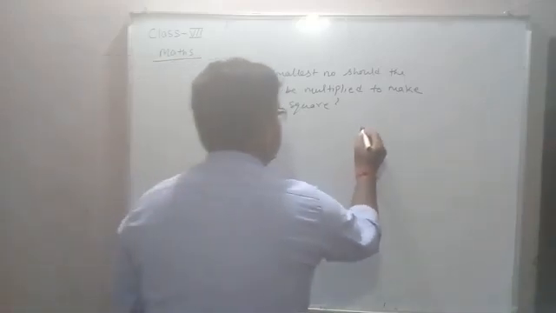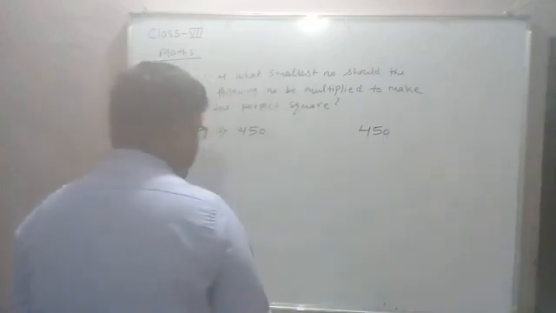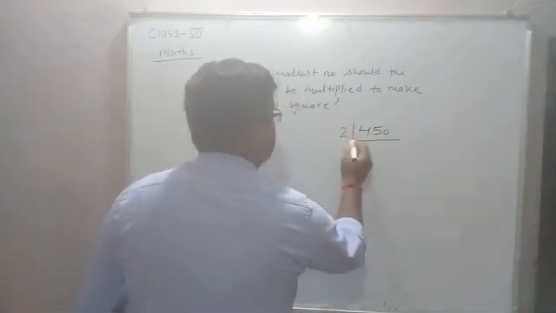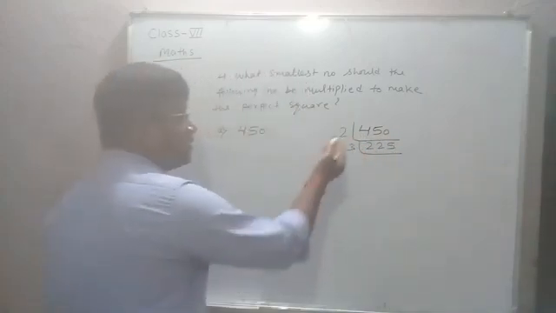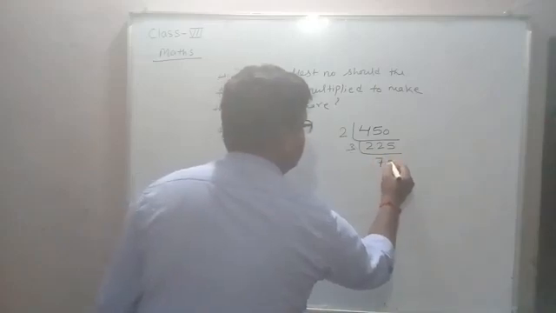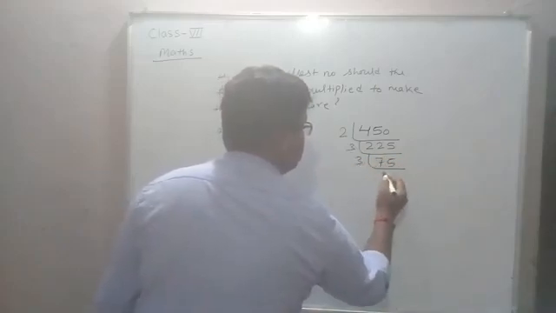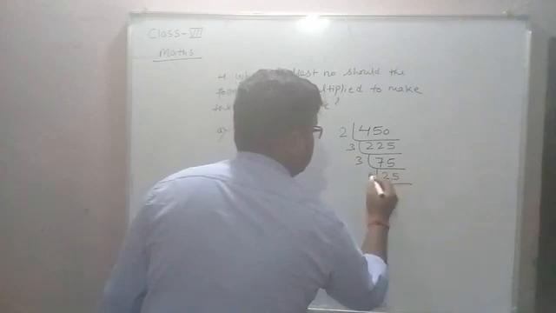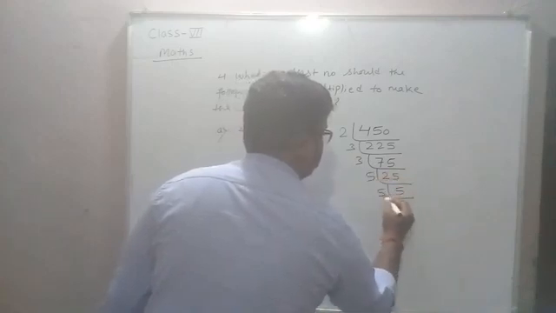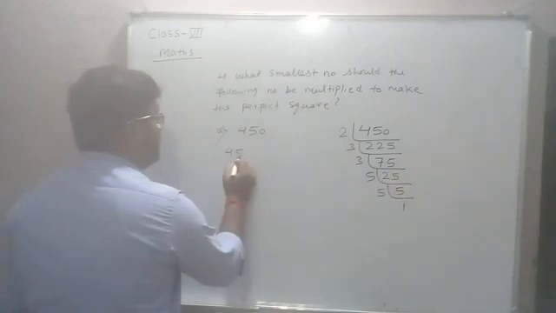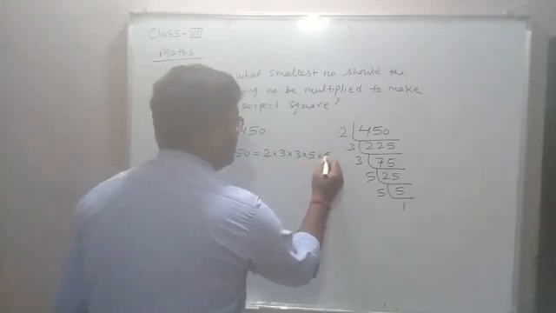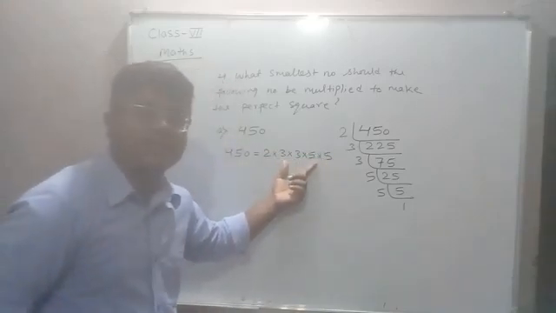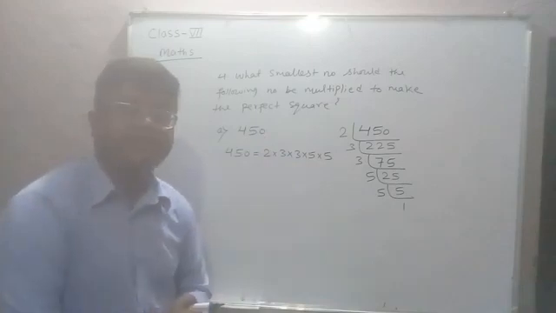So let's find the prime factors of 450. 2 2s are 4, 2 5s are 10, 3 ... it is just like the previous question type. 3 3s are 9, 3 5s are 15, 5 5s are 25, and 5 1s are 5. So we can write 450 is equal to 2 into 3 into 3 into 5 into 5. These are the factors of 450.